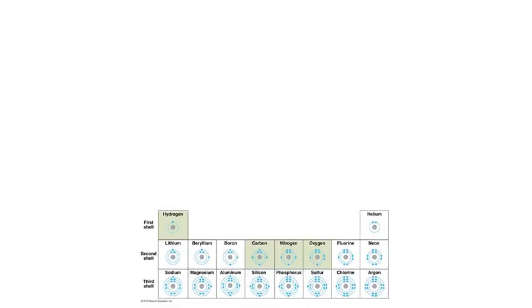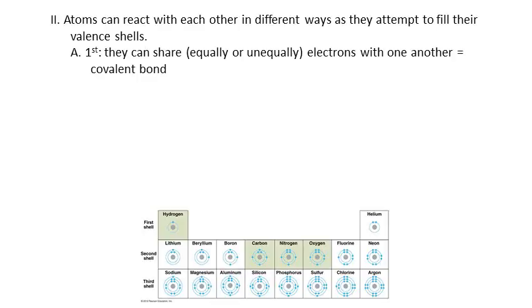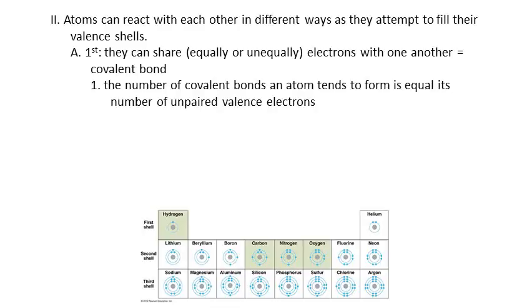What atoms do is they tend to react with each other in different ways, attempting to fill their valence shell. One way they can react with one another is to share electrons. Whenever they share electrons, that results in a bond between the two atoms. Since they're sharing electrons and forming this bond, it's called a covalent bond. The number of covalent bonds an atom tends to form will usually be equal to the number of unpaired valence electrons. Remember, valence means outer.